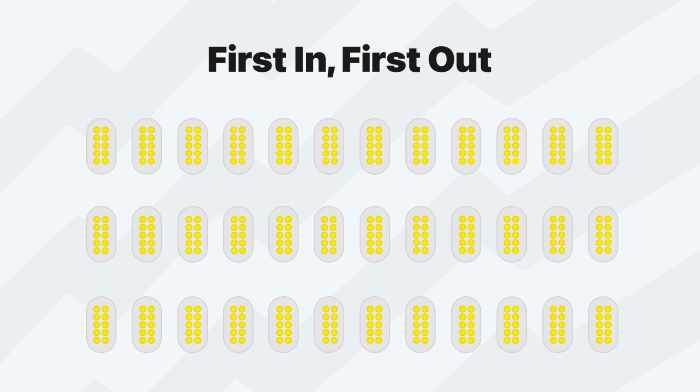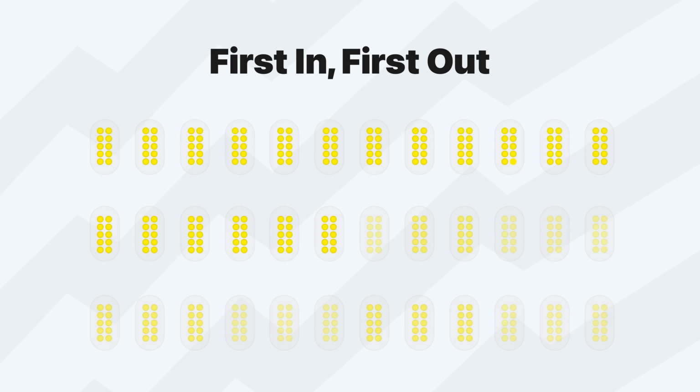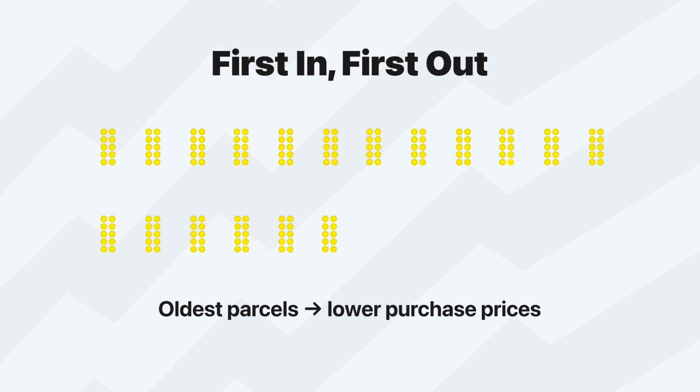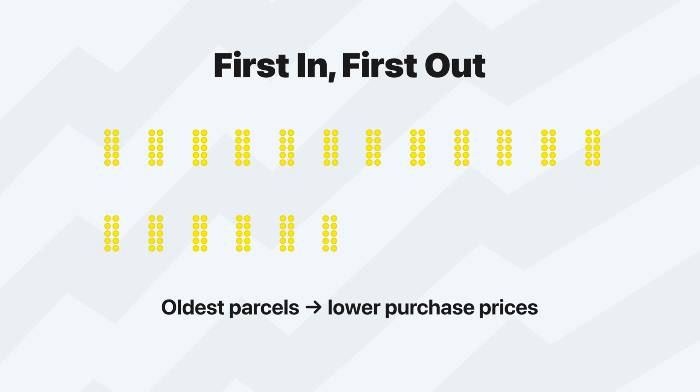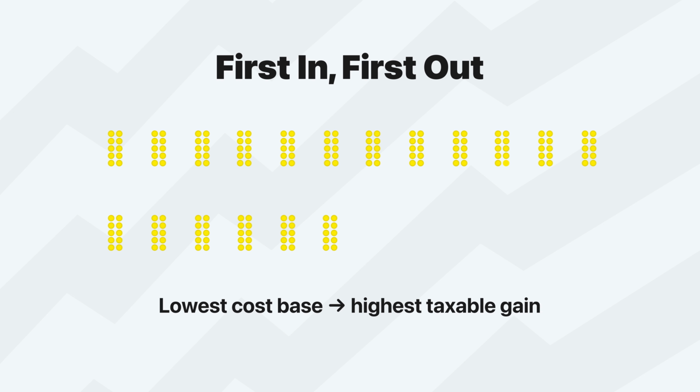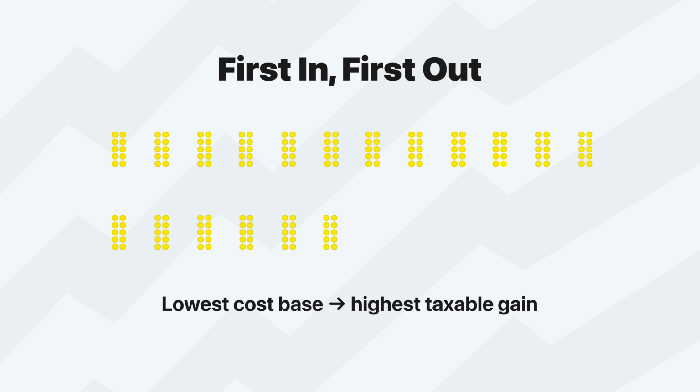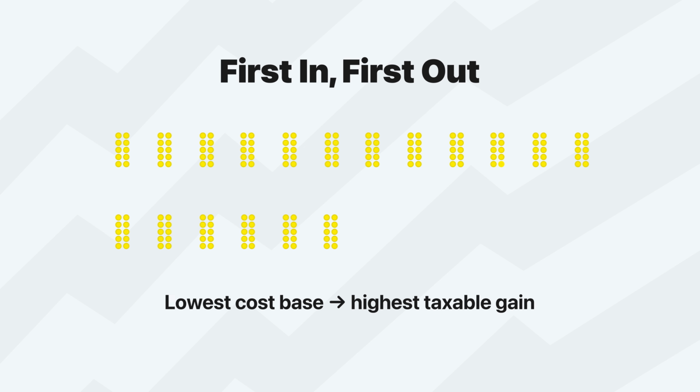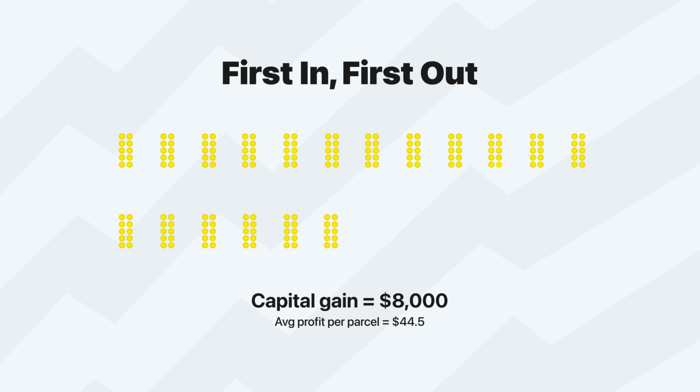So mix A is FIFO, or first in, first out. This pulls from the oldest parcels first, and older parcels often have lower purchase prices, so the gains appear larger, even when some parcels qualify for the long-term CGT discount. In this illustration, the capital gain is about $8,000.